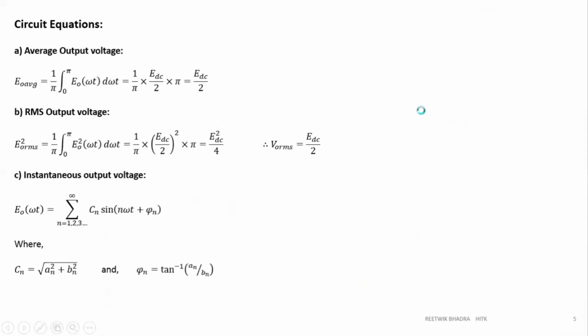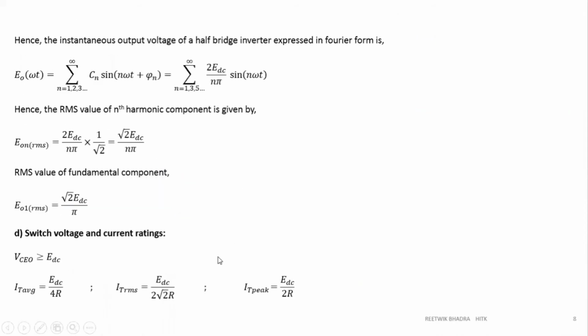Do this integration and find out how much the average value is coming. Or you can simply think of it like this: 1 by T integration 0 to T of EDC by 2R dt. Anyhow T cancels out. So 2 comes in the denominator because of T by 2. So 2 into 2 gives you 4R. So EDC by 4R.